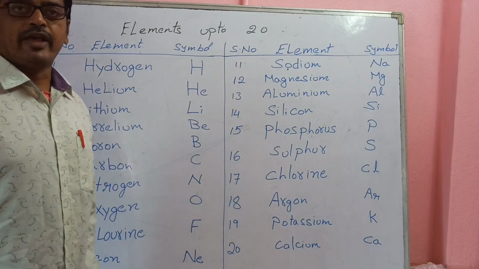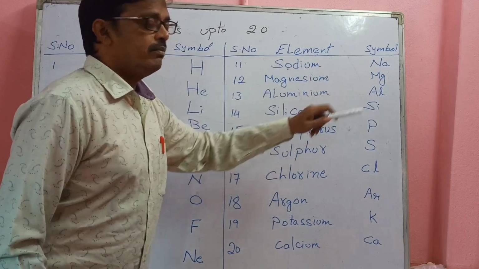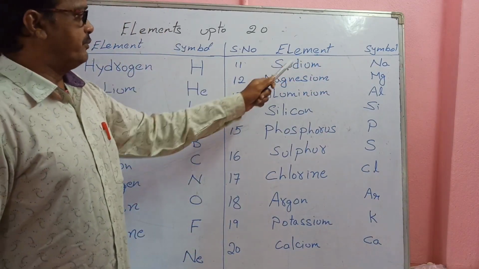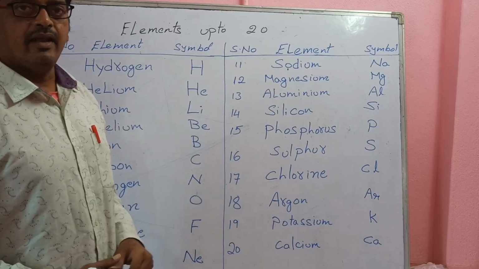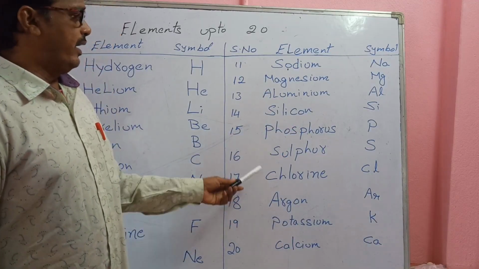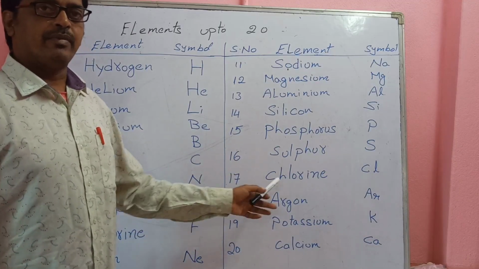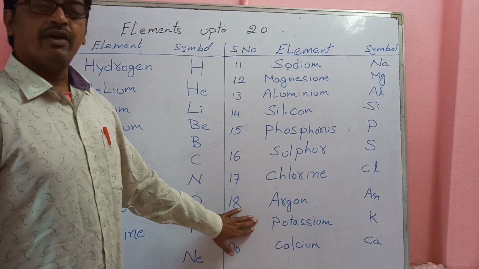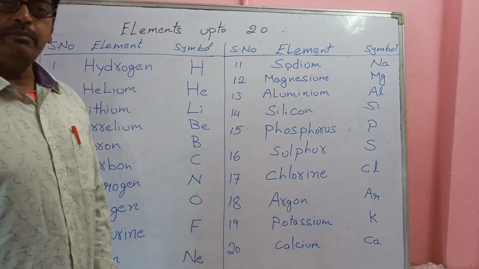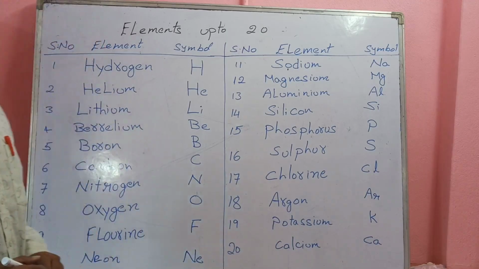And sodium, Na. It is a Latin name for the symbol of sodium. It is natrium, Na. Magnesium, Mg. Aluminium, Al. Silicon, Si. Phosphorus, P. And sulfur, S. Chlorine, Cl. Potassium, K. Again, the Latin name for potassium is kalium. And calcium, Ca. So these 20 elements everyone should learn.